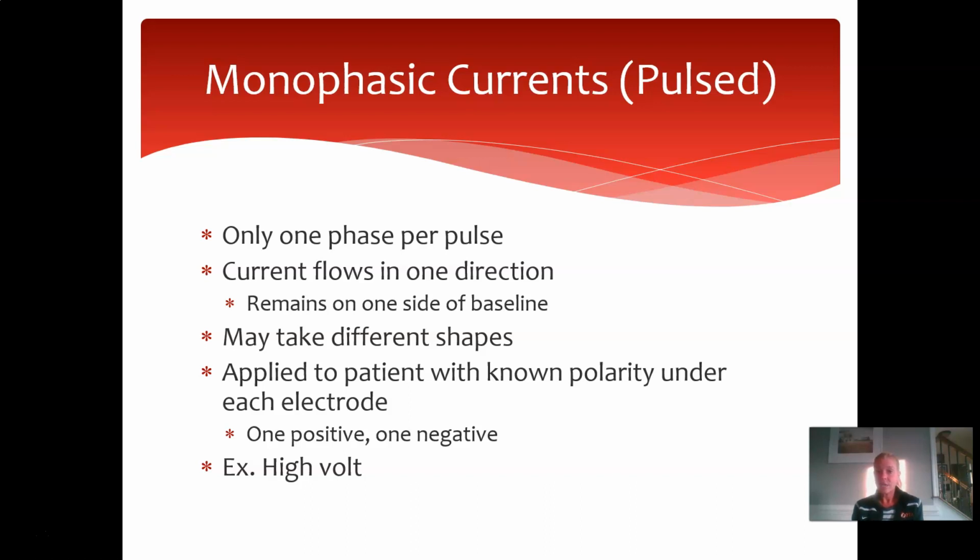It can take different shapes, and the benefit of this is that it can be applied to a patient with the known polarity under each electrode, meaning we can hook the patient up to treatment and set it up so that it's a positive treatment or it's a negative treatment. And there are different physiologic properties that happen whether you set it up to be positive or negative. High volt is a type of current that we are going to talk about in lab, and it is an example of a monophasic current.